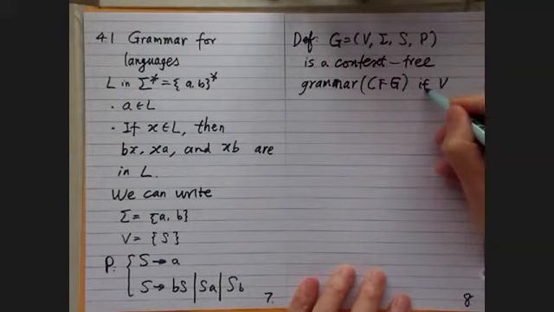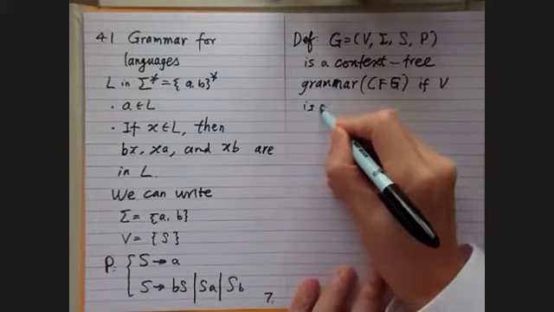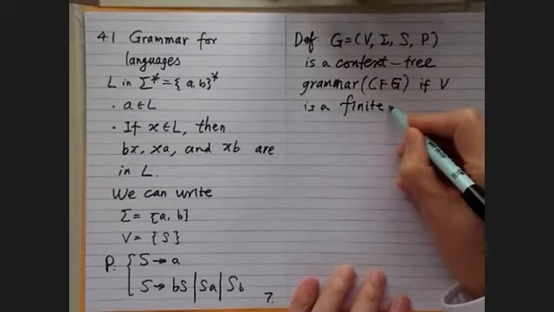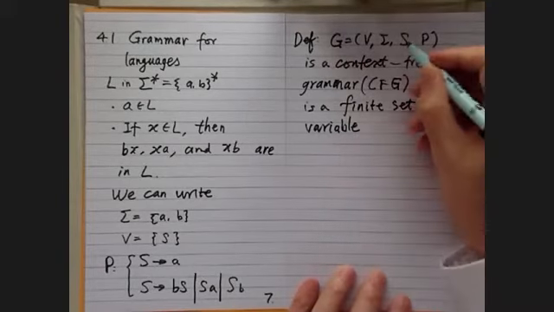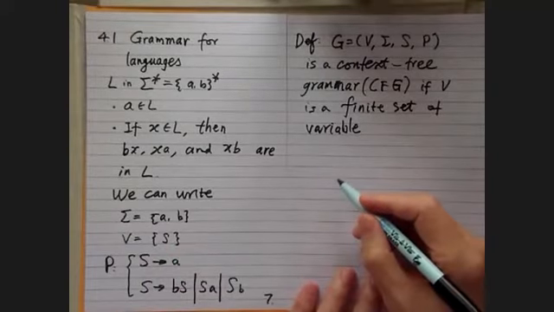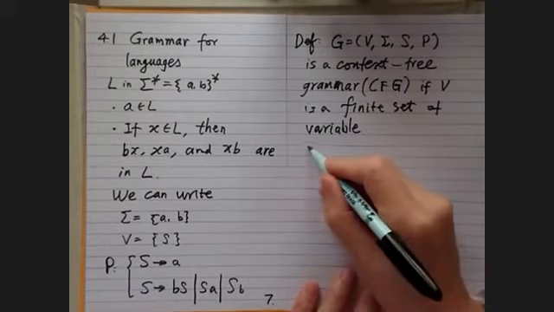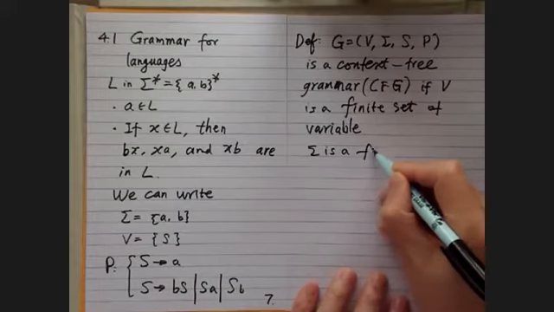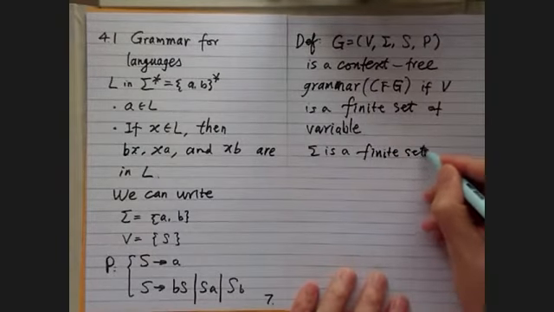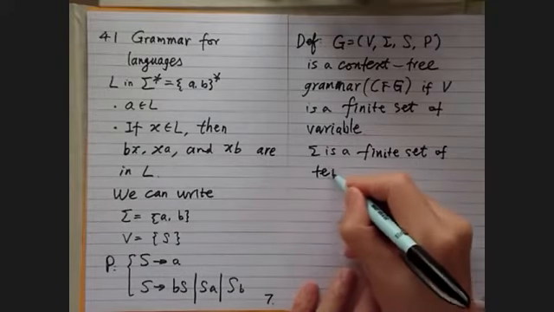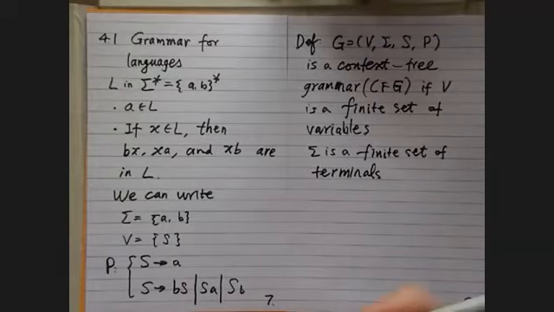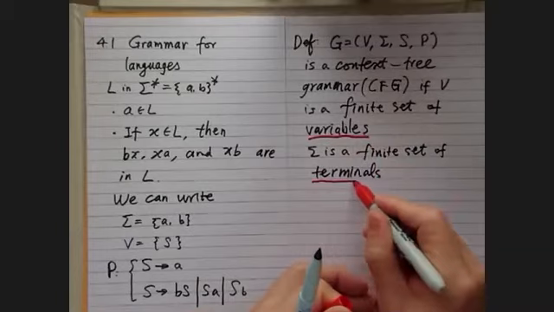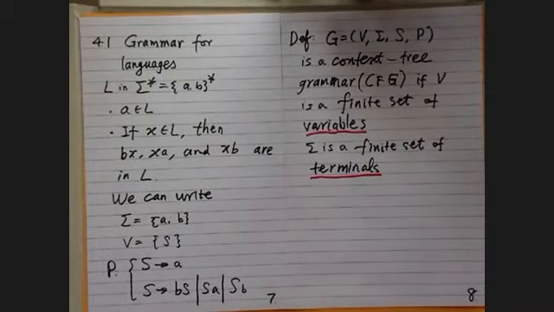If V is a finite set of variables, those are the variables. Right now, there's only one, later on we have others, all right? And sigma is a finite set of terminals. We introduced 2 terms already, right? Terminals. And those are very important, huh? V has variables and sigma has terminals. A terminal can appear in the final string, right? A variable you have to let it generate until you get all terminals, right?